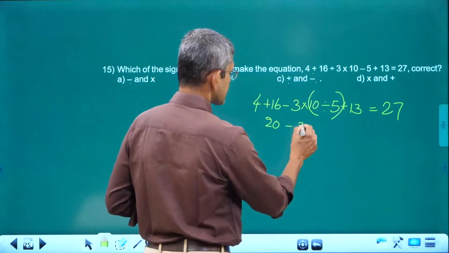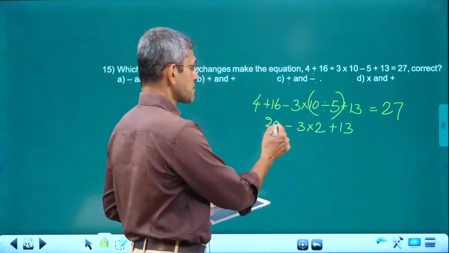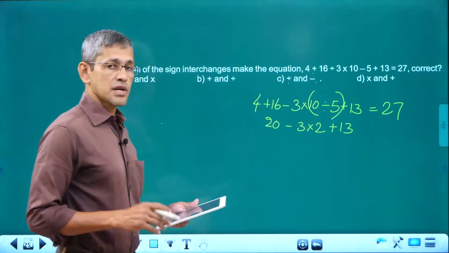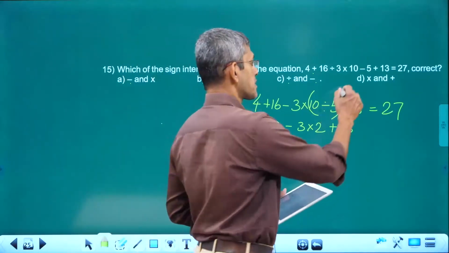3 into 2, that is 6 plus 13. So 20 plus 13, that is 33. 33 minus 3 into 2 is 6. 33 minus 6, 27. Perfectly all right.